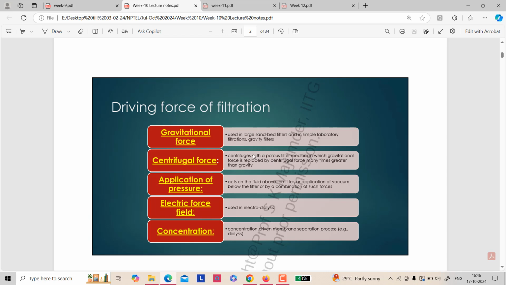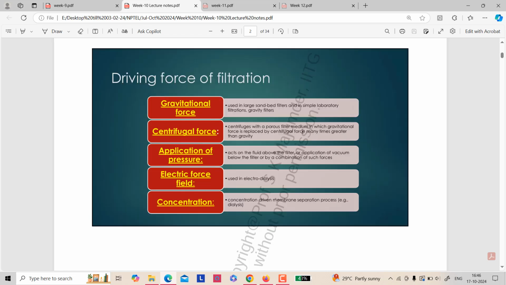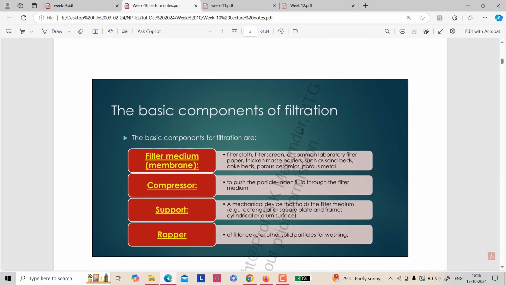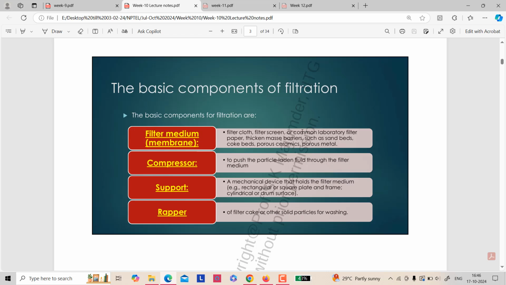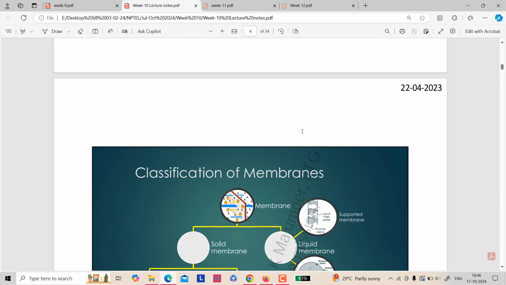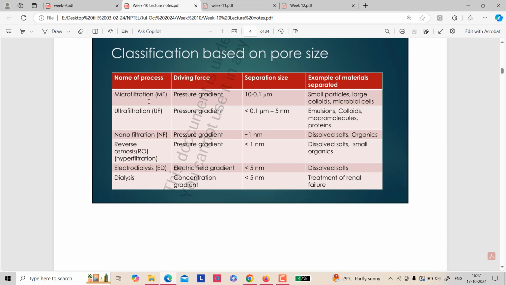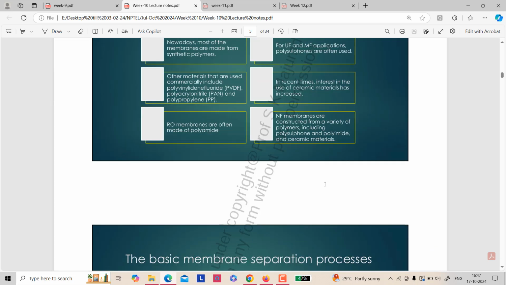The driving forces of filtration are gravitational force, centrifugal force, application of pressure, electric force, and concentration. These are the basic components of filtration: filter membrane, compressor, support, wrapper. Different types of membranes are used: solid membrane, liquid membrane, microfiltration membrane. The ranges of separation sizes differ: ultrafiltration membrane, nanofiltration membrane, reverse osmosis, electrodialysis, and dialysis membrane. And different types of membrane materials are used.